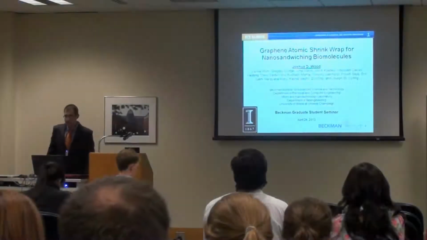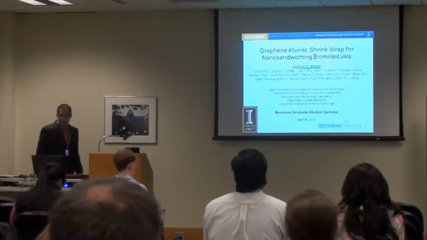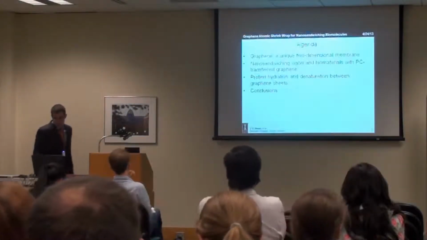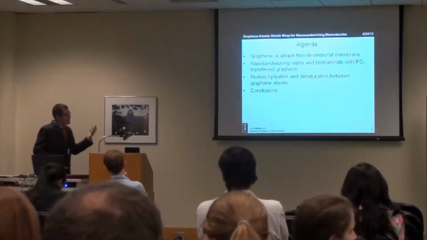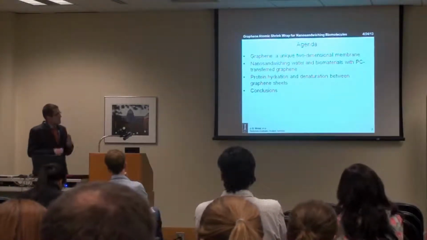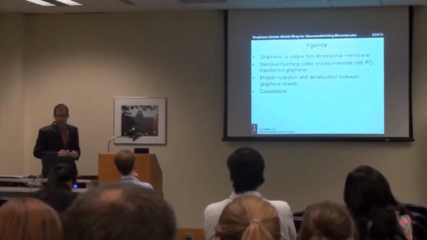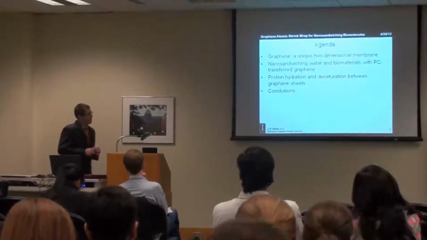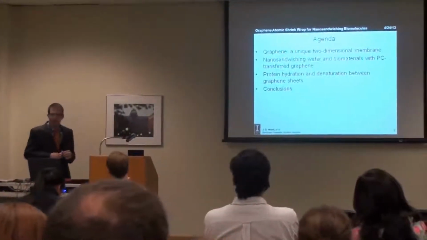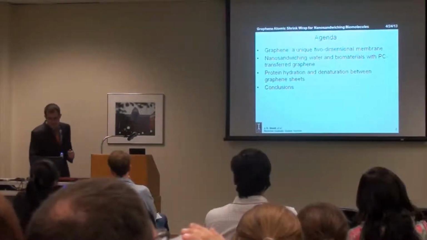I'm Josh Wood. I work with Professors Eric Popp and Joe Lighting, and today I'm going to talk to you about our work using graphene as atomic shrink wrap for nanosandwiching biomolecules. I'm going to go over briefly why graphene is a unique two-dimensional membrane and some of the work we've been doing with nanosandwiching water and other biomaterials with a unique transfer method that we've developed in our lab. Then I'll conclude with some remarks about how we can study protein hydration and denaturation between these graphene sheets.